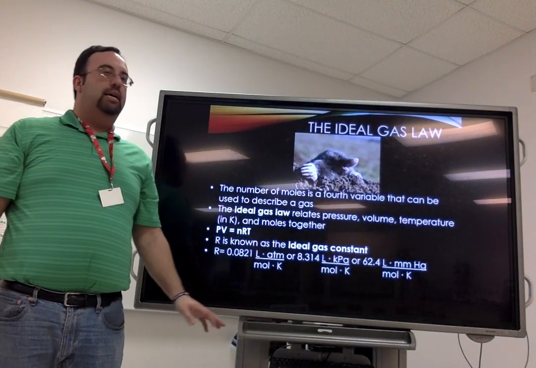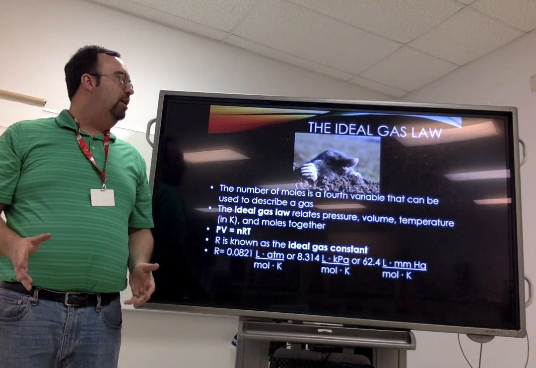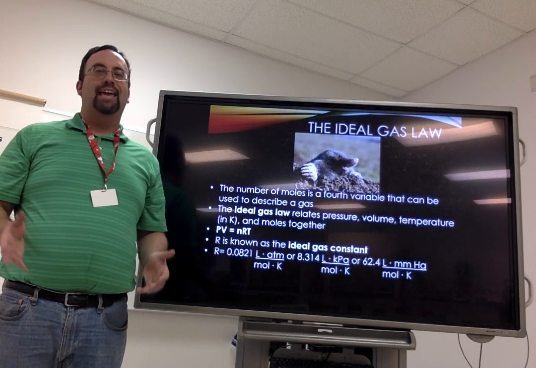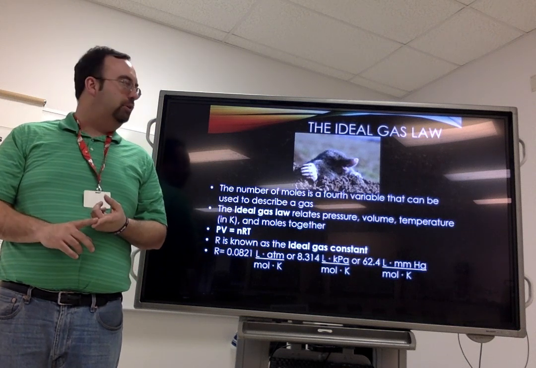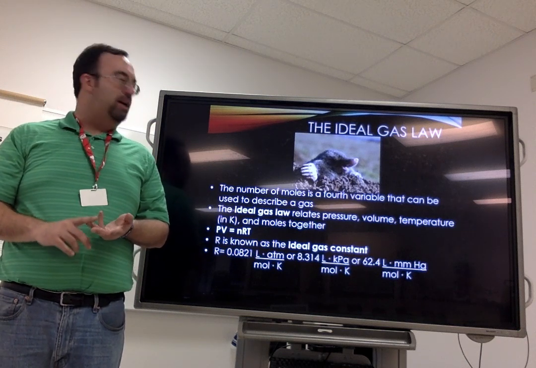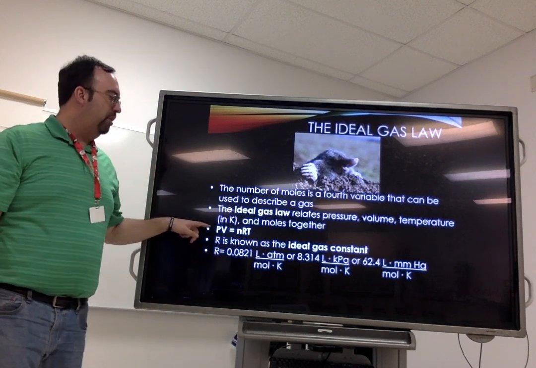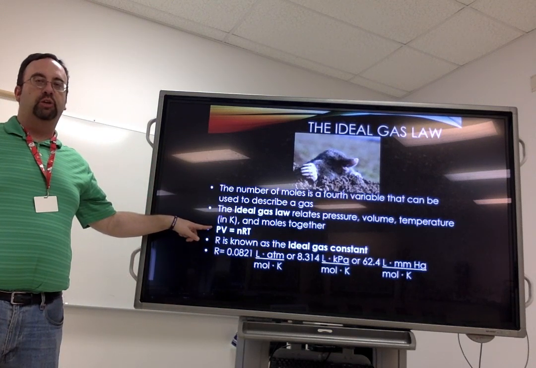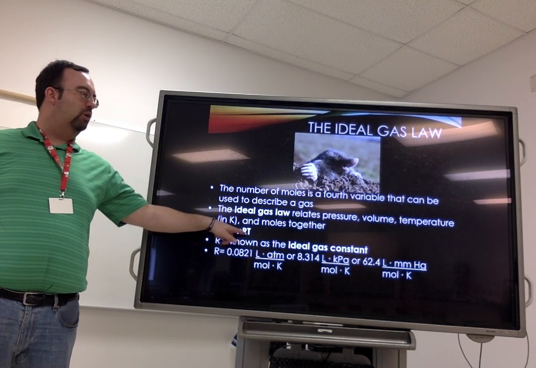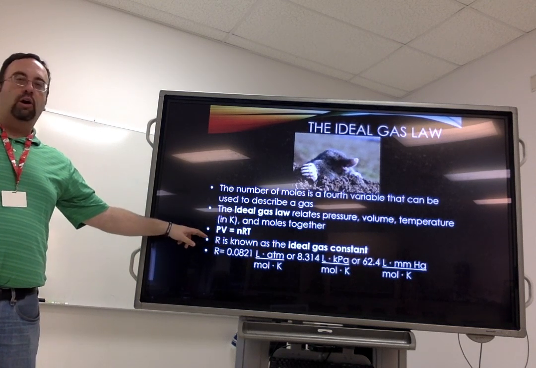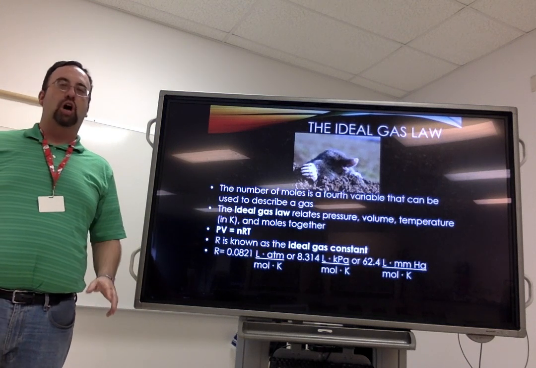All right. The number of moles is a fourth variable that can be used to describe a gas. The ideal gas law will relate the pressure, the volume, the temperature in Kelvin, and the moles together with, of course, our PV equals nRT equation. The R, as we talked about yesterday, is called the ideal gas constant.